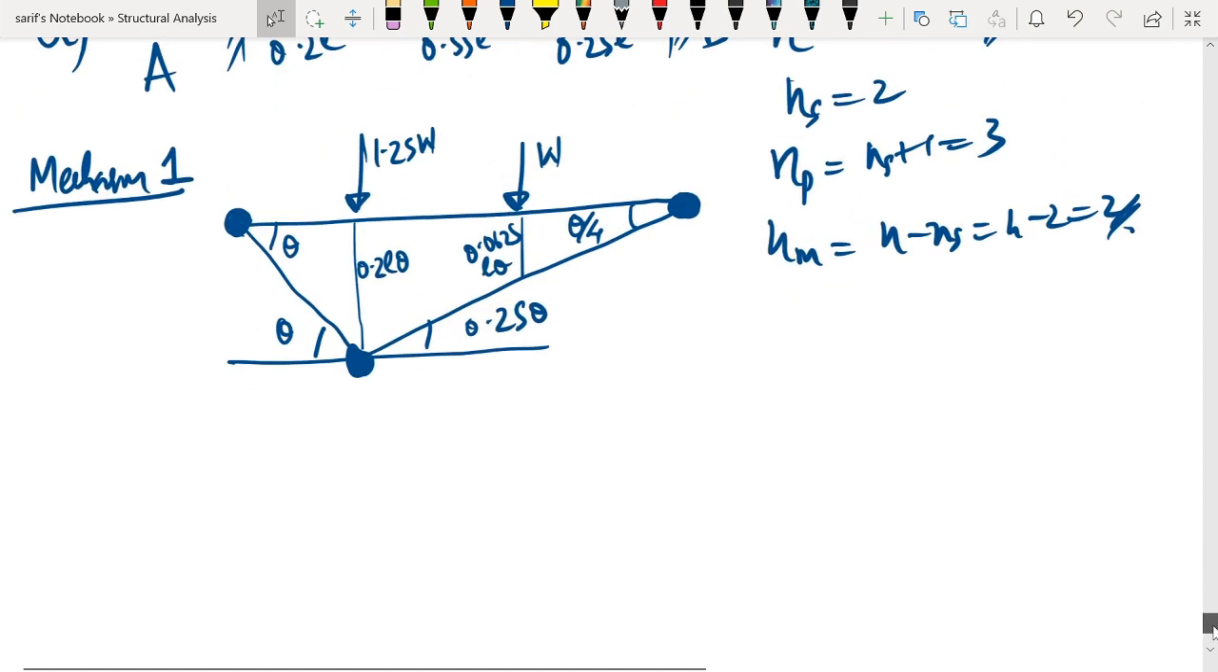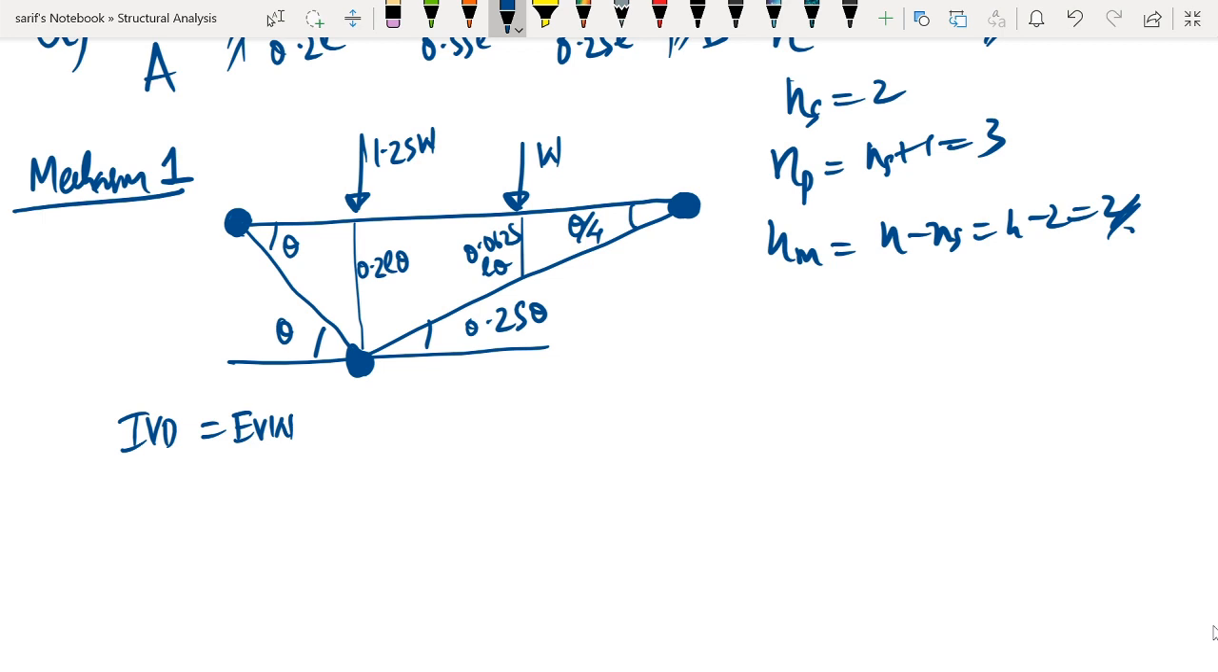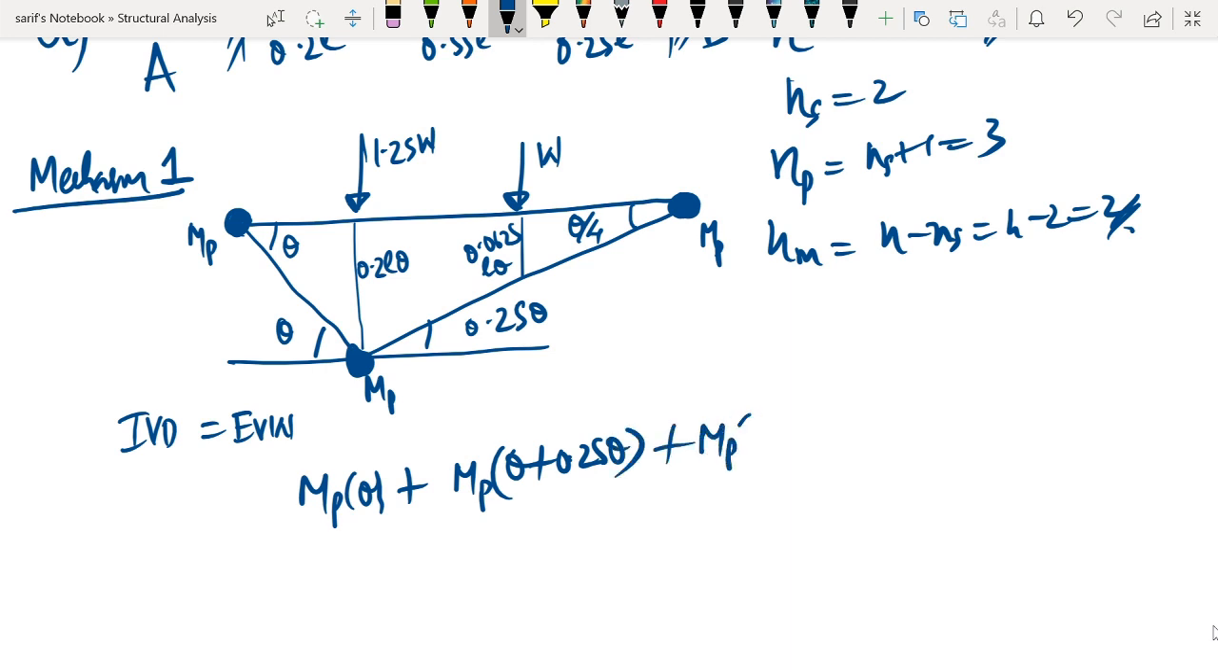Let us try to apply the virtual work equation. The internal virtual work done is equal to the external virtual work done by the loads. At all the plastic hinges the moment is MP. So the internal virtual work done is MP into theta plus MP into theta plus MP into 0.25 theta plus MP into 0.25 theta.